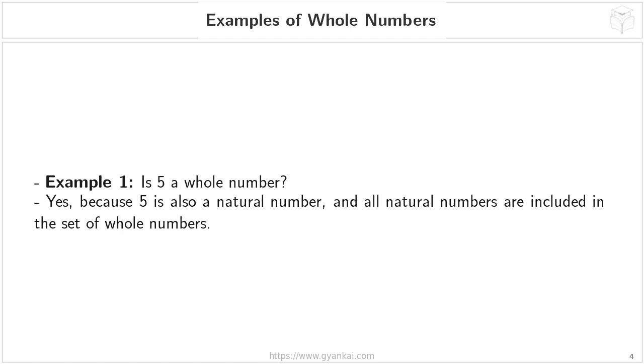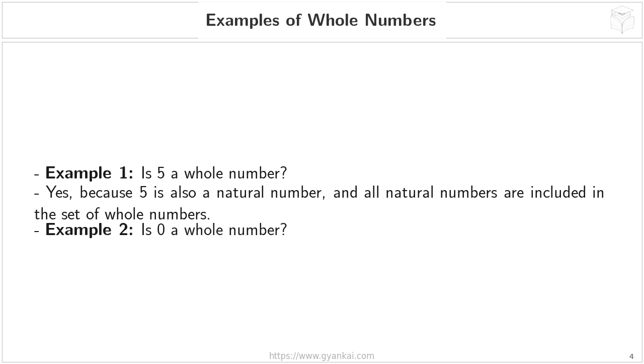Examples of whole numbers. Let's move on to some examples to really solidify our understanding of whole numbers. Example 1, the question here is, is 5 a whole number? The answer is yes, and let's think about why. Remember from our earlier discussion, whole numbers include all the natural numbers and 0. 5 is definitely a natural number. It's one of the counting numbers we started with. Since all natural numbers are automatically included in the set of whole numbers, 5 is indeed a whole number.